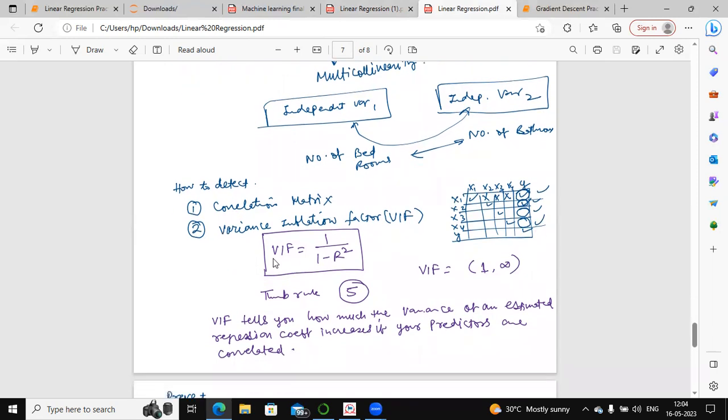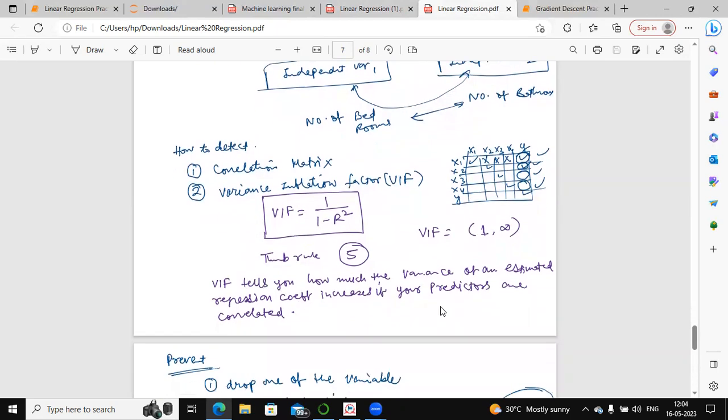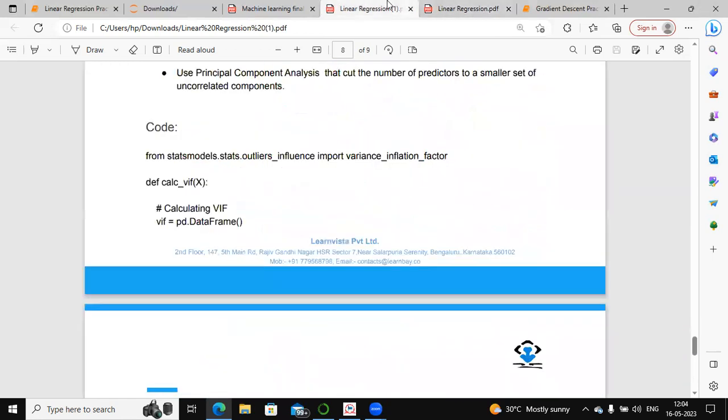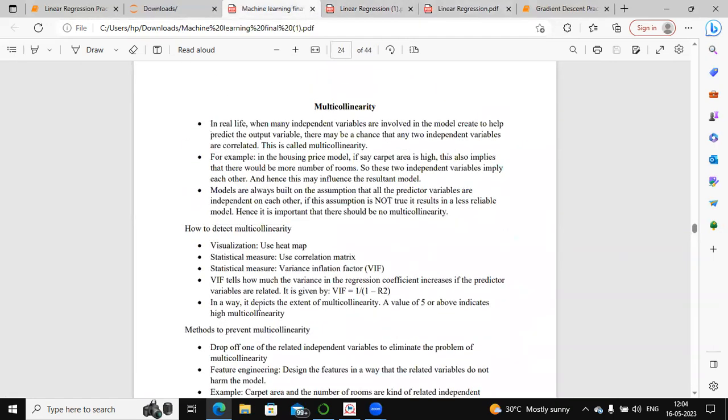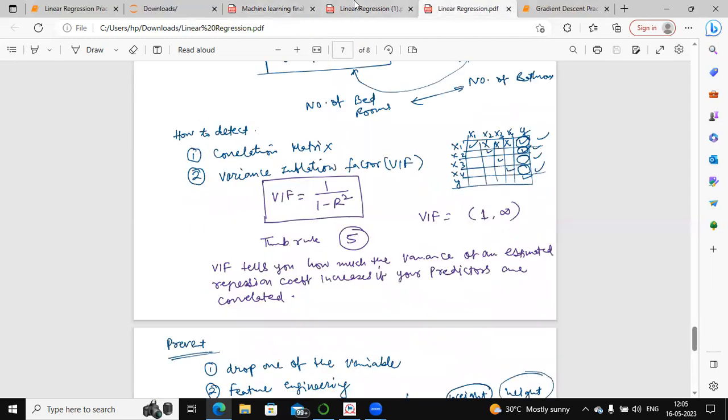The variance inflation factor is 1 by 1 minus R squared. The value lies between 1 and infinity. As a rule of thumb, if the value is above 5, then the independent variables are related to each other. VIF tells you how much the variance of an estimated regression coefficient is increased if your predictors are correlated. So let me show you that once again. In a way, it depicts the extent of multicollinearity. A value of 5 or above indicates that there is high multicollinearity.